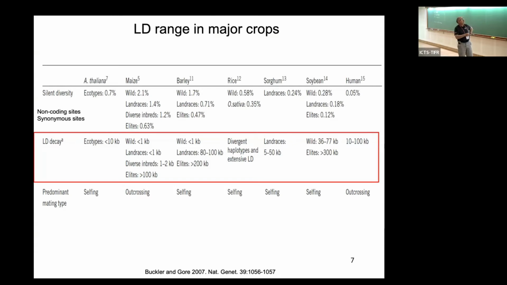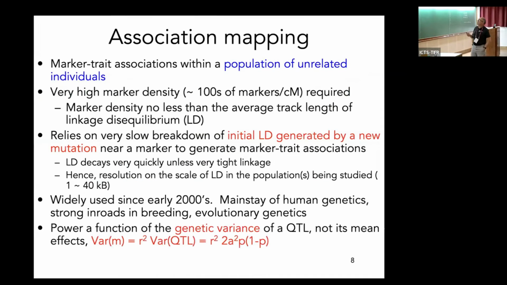So your LD pattern is something you can score fairly quickly. The idea is you want at least several markers per average LD block size. In reality, people just use everything, because it's usually quicker to score things than to do that. So the idea is really straightforward: hundreds of markers per centimorgan, basically looking for LD decay.